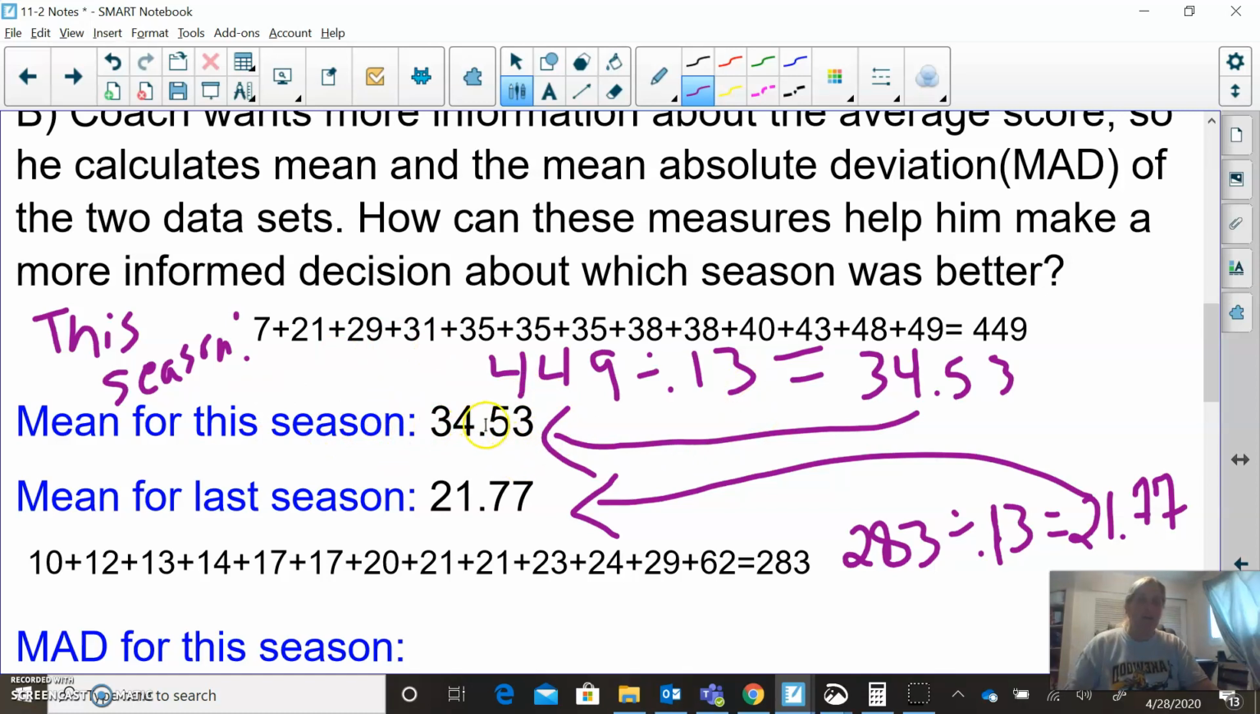We scored a 34.53. Last season, okay, our average score, our mean score, was 21.77. So we scored about 22 points on average every game.